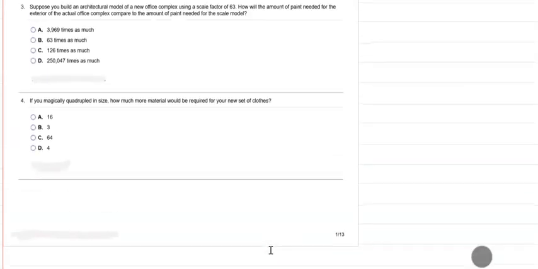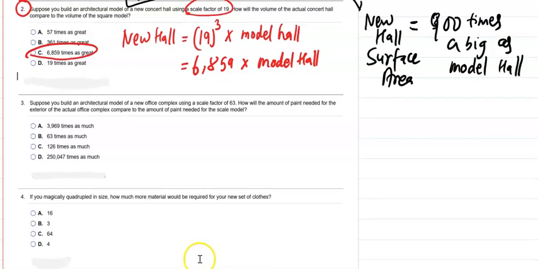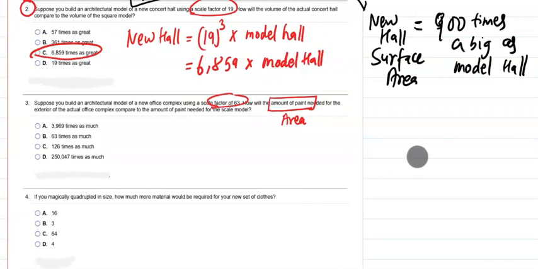Okay, question number 3. This is a similar question. You built an architectural model of a new office complex using a scale factor of 63. So the scale factor is 63 here. How will the amount of paint, so the amount of paint corresponds to the area, compare to the scale model? That's what we're going to do here.